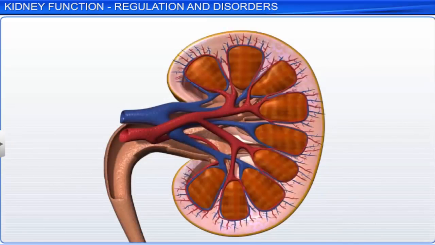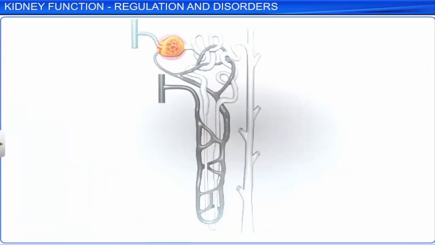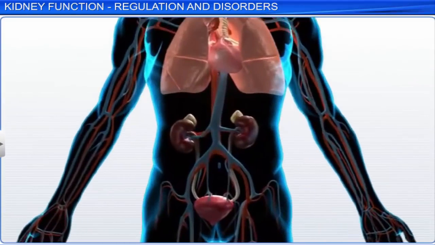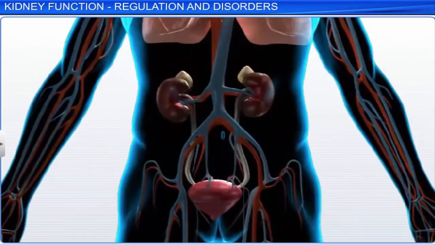Another disorder affecting the kidneys is glomerulonephritis, wherein the glomeruli of the kidneys get inflamed. Therefore, the functioning of the kidneys is efficiently monitored and controlled by hormonal feedback mechanisms, and even a slight dysfunction or disorder may lead to severe diseases of the kidneys.